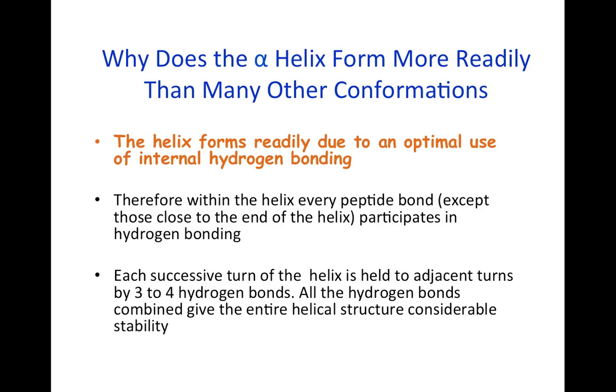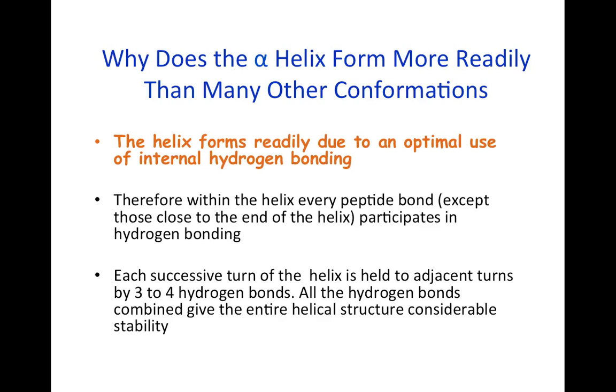So why does the alpha helix form more readily than many other conformations? That's a good question, right? There are other conformations that are theoretically possible, but yet alpha helices are the most predominant form. And the answer to that question is that the helix forms readily due to an optimal use of internal hydrogen bonding.